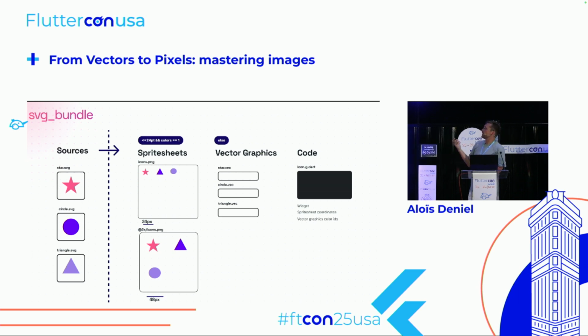And it also generates the code associated with that because, for example, you need to know the coordinate of each image in the sprite sheet, so it will generate this part so that you only use a simple widget and you have everything ready in your app.